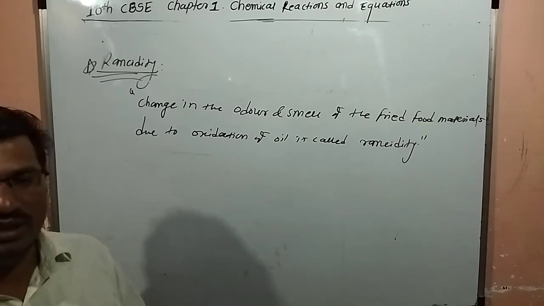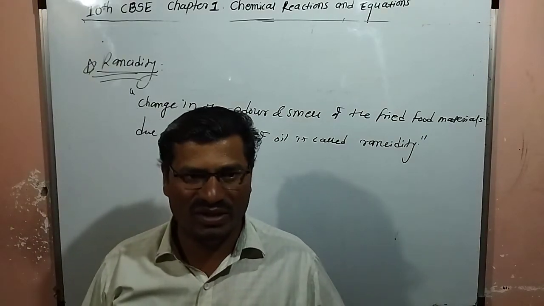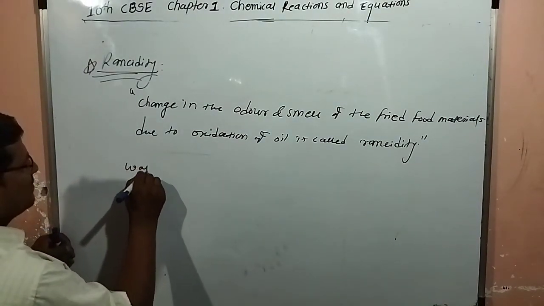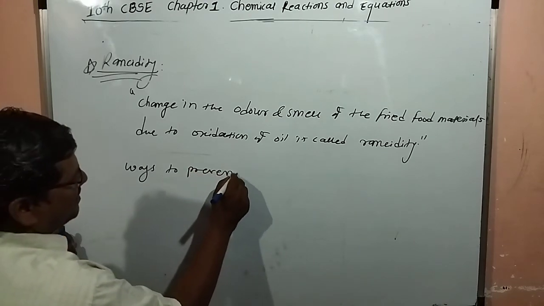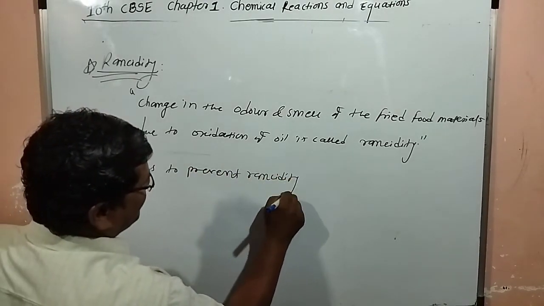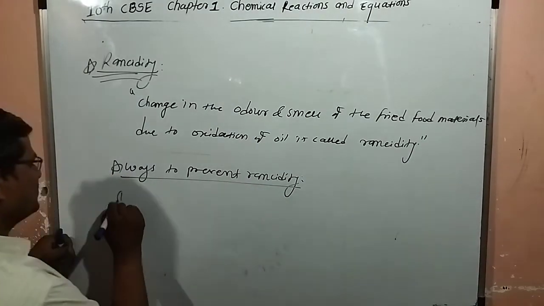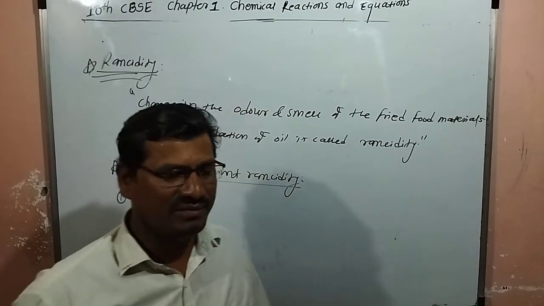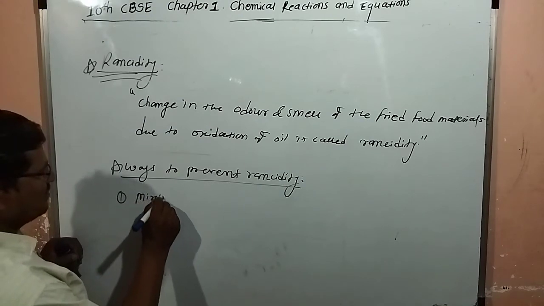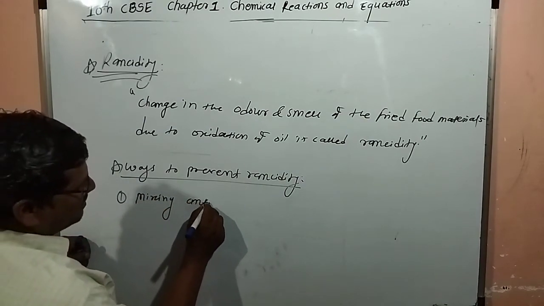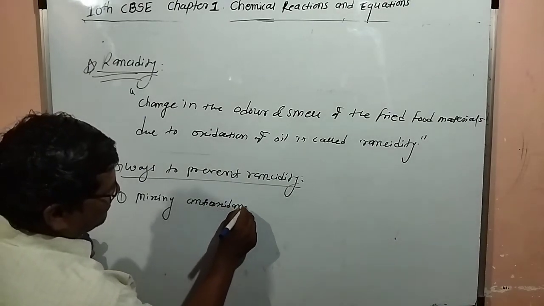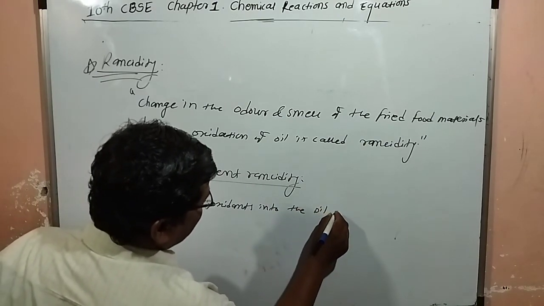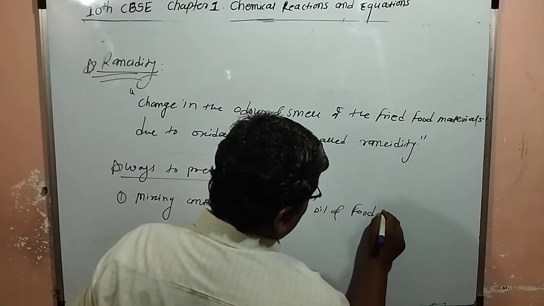And see, in case of rancidity, there are some ways to prevent it. First, how to prevent rancidity, we'll see the ways to prevent rancidity. First way is mixing antioxidants into the oil and food materials.